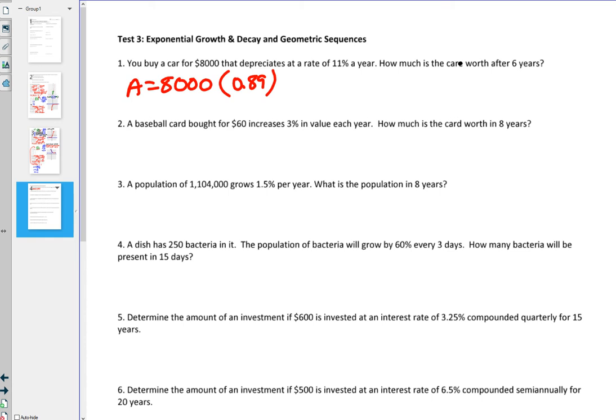1 minus 0.11 gives you 0.89, and then I take it to the 6th power. Now it becomes a calculator problem. Also, remember we're measuring money, so they don't have to tell you where to round to. You should know money goes to the hundredths.